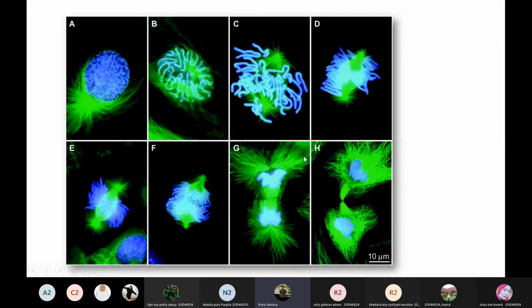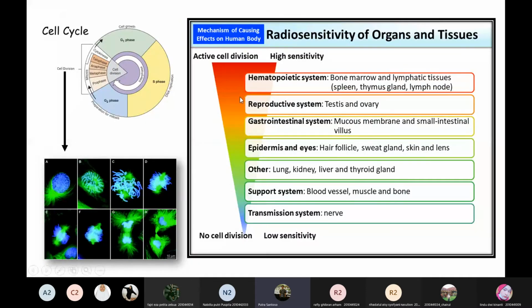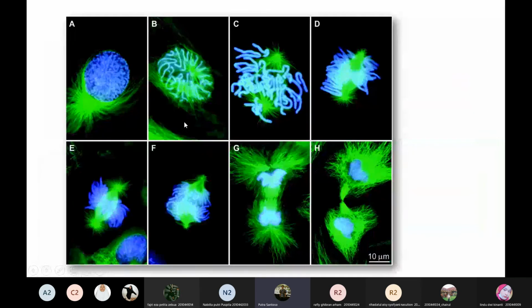And therefore, this is the concept why cell divisions, the activity of cell divisions, will define whether such cells will be sensitive or not to the radiation. Jadi sangat menentukan apakah sel tersebut, apakah individu tersebut atau bagian dari tubuh individu tersebut sensitif atau tidak dengan radiasi, will be affected hardly or not with the radiation is determined by that activity of cell divisions.